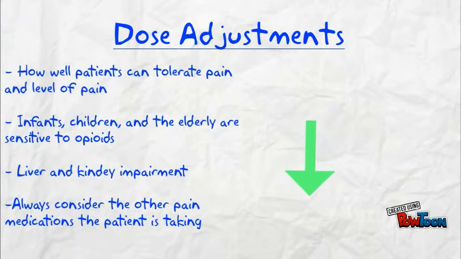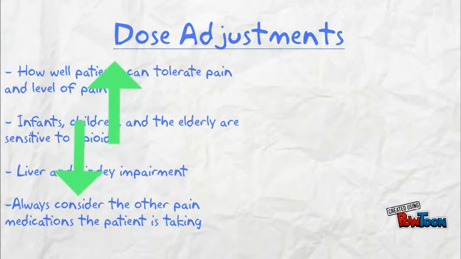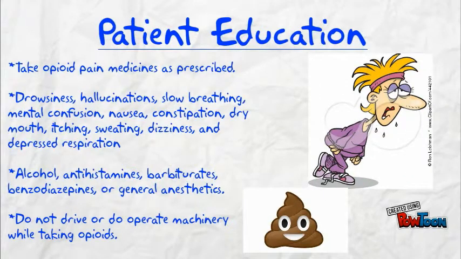When making dose adjustments, you should consider the patient's pain tolerance, level of pain, the patient's age, whether there's any liver or kidney impairment, and if the patient is taking any other pain medication. Patients being prescribed opioids should be informed to take their medication as prescribed. In addition, they should be made aware of possible adverse effects such as drowsiness, constipation, dizziness, and depressed respirations. Also, avoid using opioids with other CNS depressants like alcohol.